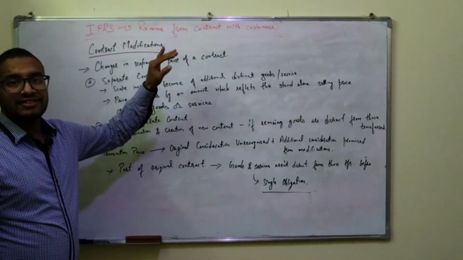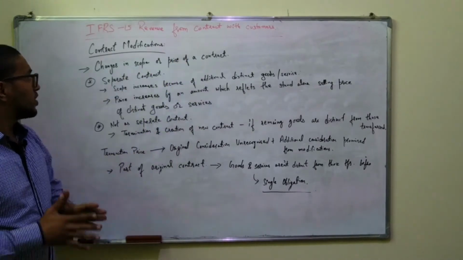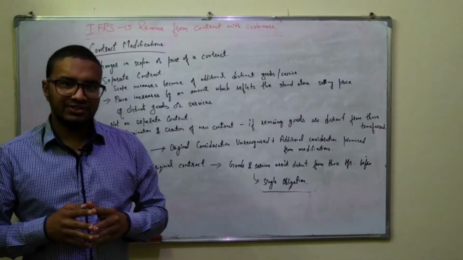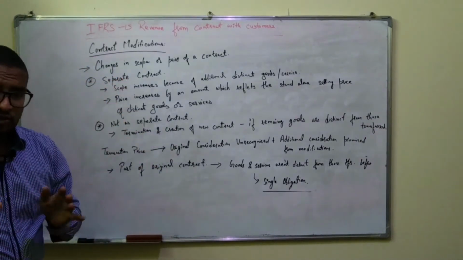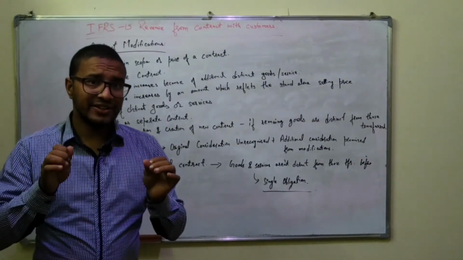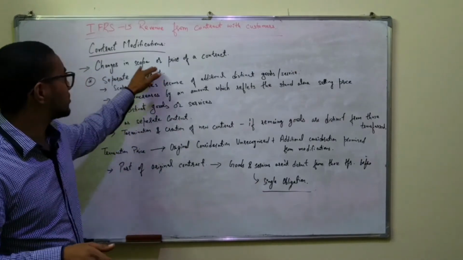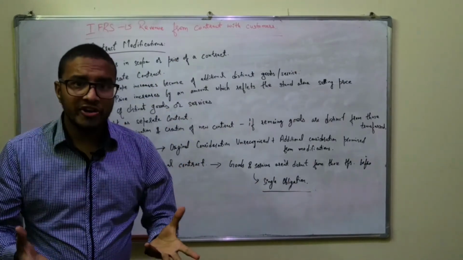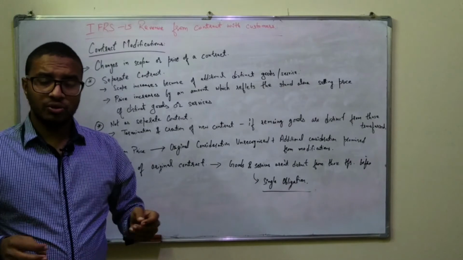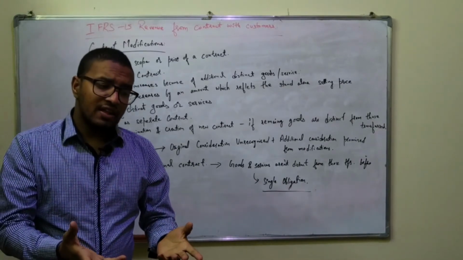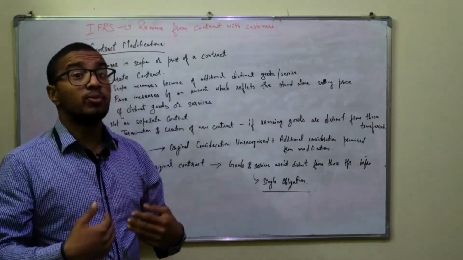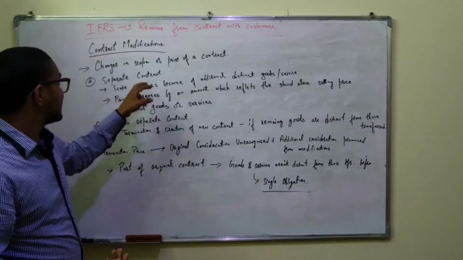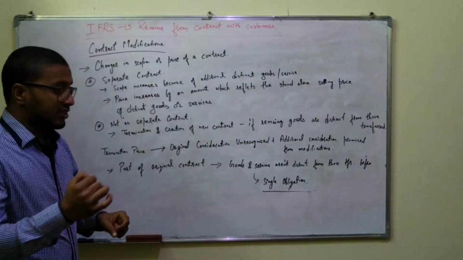Okay, in case of modifications, what we need to be aware of is that changes or modifications to a contract change the scope and price of the contract. So either you have to supply more goods and then you will be given more money for that. So that is changes in scope and price of a contract.